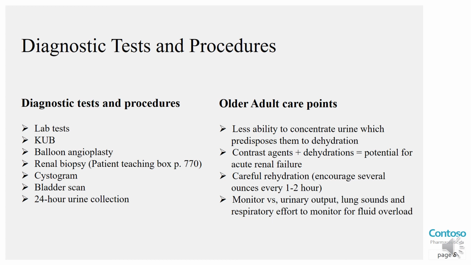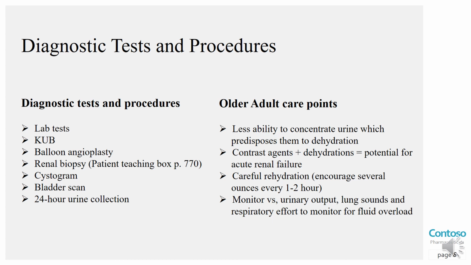So some nursing management for these patients. We're going to want to get a thorough history of the present illness. We'll do a physical assessment, daily assessment of urinary output. So we want to measure the I&O, evaluate for abnormal flow of urine.